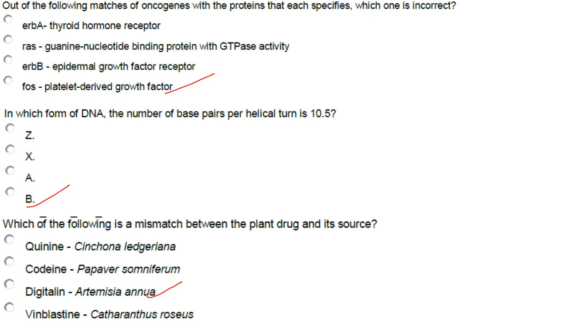Then in which form of DNA the number of base pairs per helical turn is 10.5? That is in the case of B-DNA.